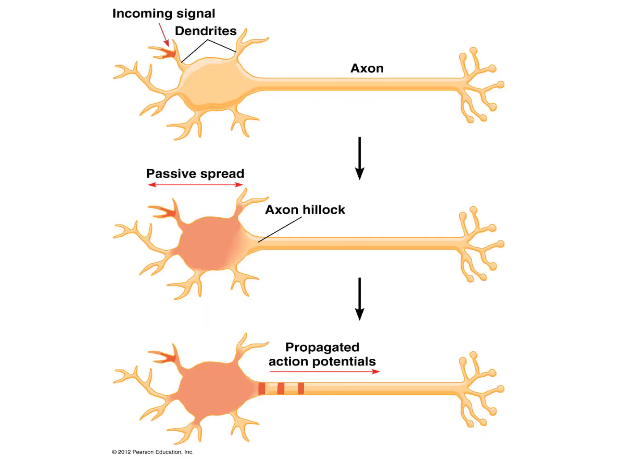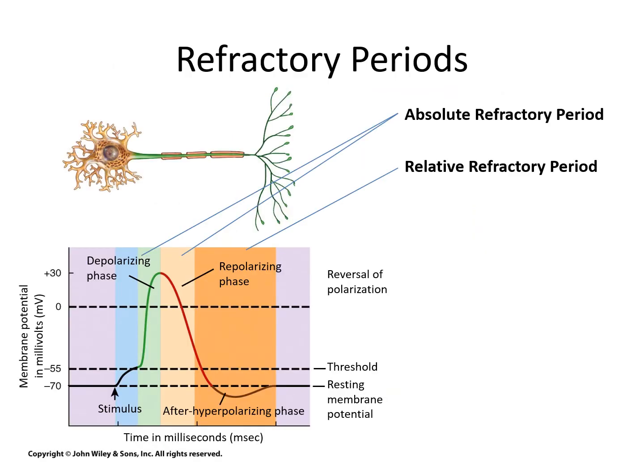Electrical signals, depolarizations, are going to travel along the dendrites to the cell body. If these depolarizations bring the axon hillock area up to threshold, then it's going to fire off an action potential. And the action potentials are going to be discrete signals that travel in one direction away from the cell body. A neuron will have an absolute refractory period and a relative refractory period. During the absolute refractory period, there is no way that the cell can fire off another action potential.